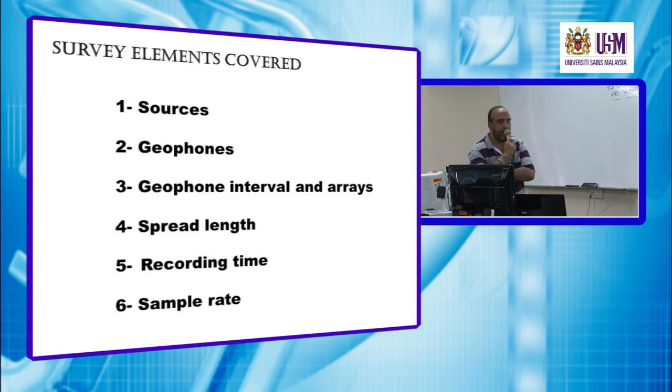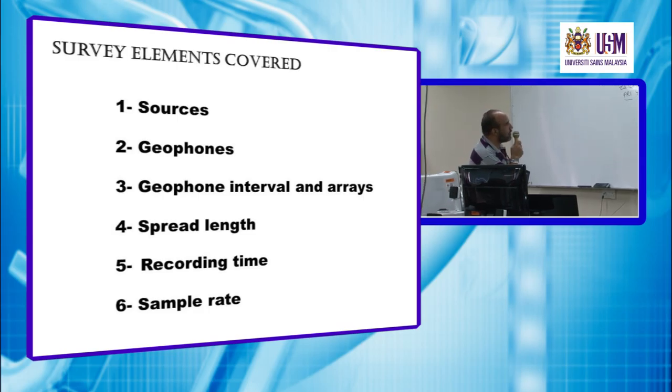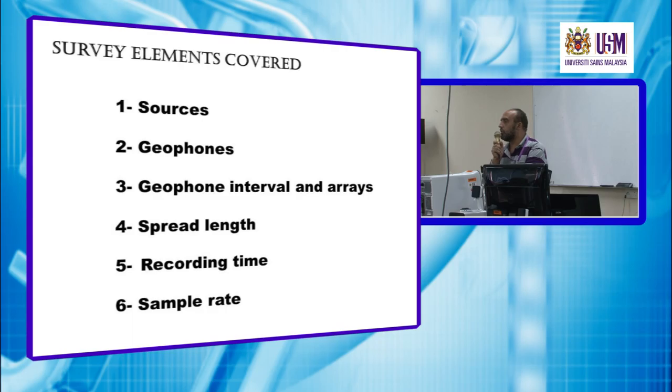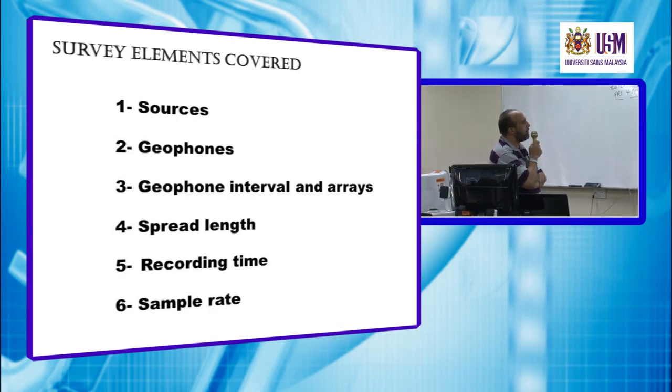In our discussion today and tomorrow, we are going to review the sources, or the shot types, we are using in land seismic survey. We have sources that are good for land and cannot work for marine. And also, we have shots for marine that cannot operate on land. We also have geophones. In marine, we call them hydrophones. And now we are going to have a discussion about the geophone interval and arrays.